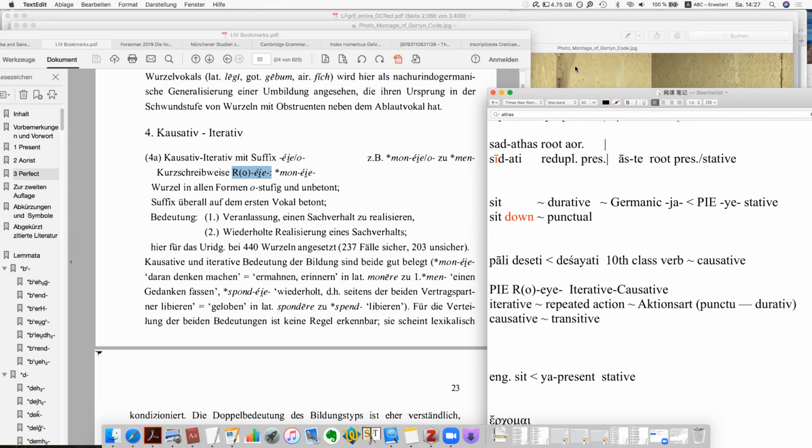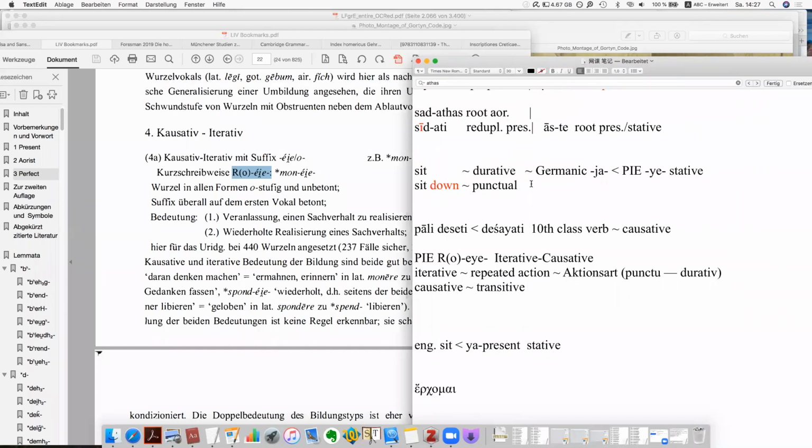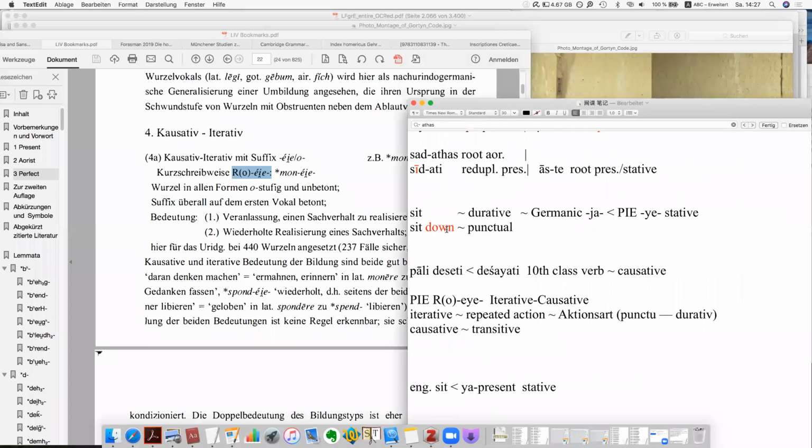And then let's move on to sit down. So the difference between sit on and sit down, I think everyone can see. Sit down has a down, right? And down is actually an adverb.